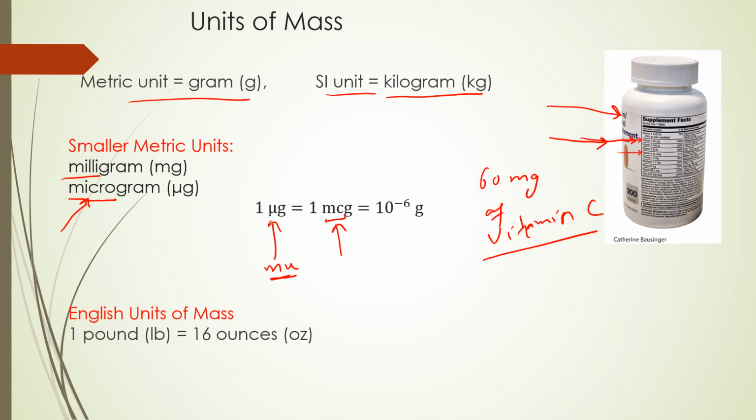The English unit of mass is pounds. 1 pound is equal to 16 ounces.